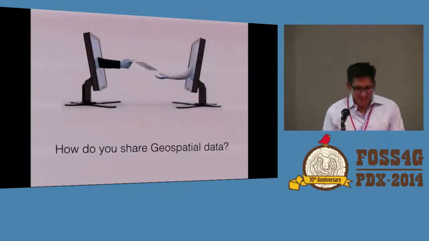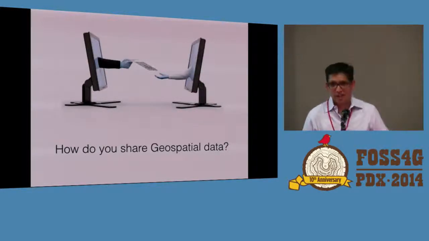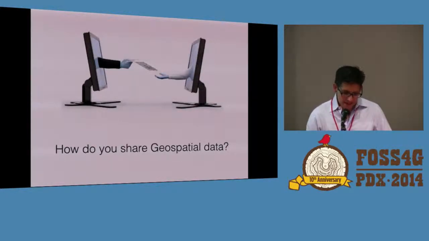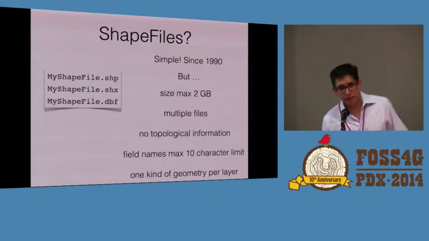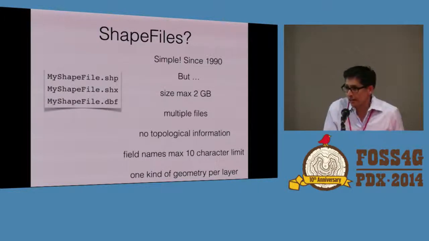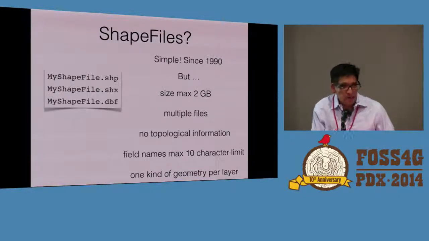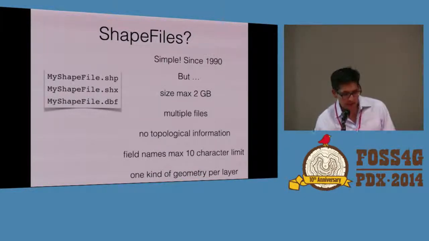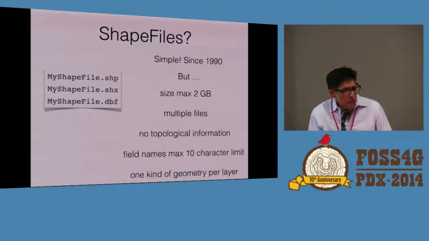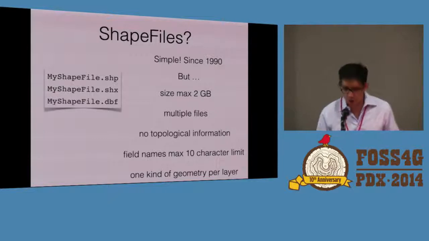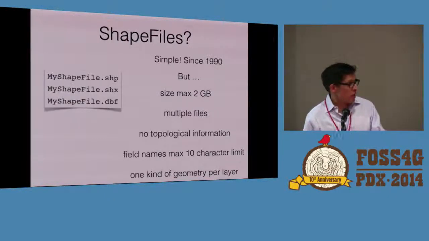Good. So how do we share geospatial data? I have here some ideas, good ideas, maybe bad ideas, I don't know. One option is, well, let's try shapefiles, right? As you are familiar with shapefiles, you need multiple files. It's been very popular since 1990. There's no topological information that you can encode. You have limits in how you use characters, so a maximum of 10 characters for field names, one geometry per layer, and so on and so forth. But it's very popular, and for simple maps, it's good.